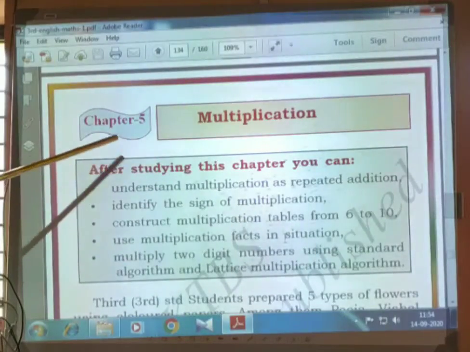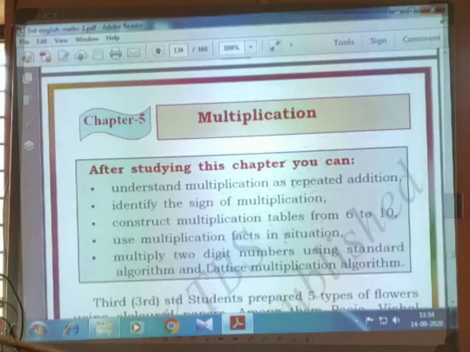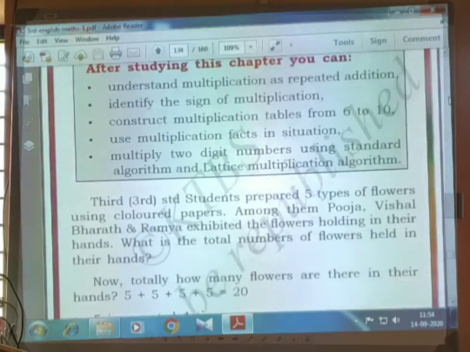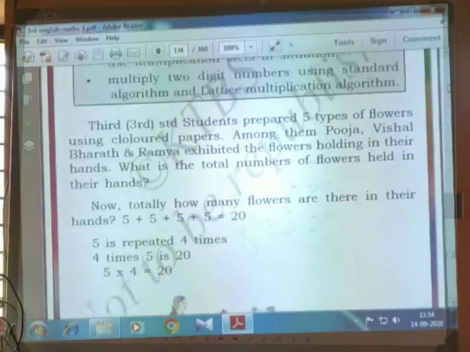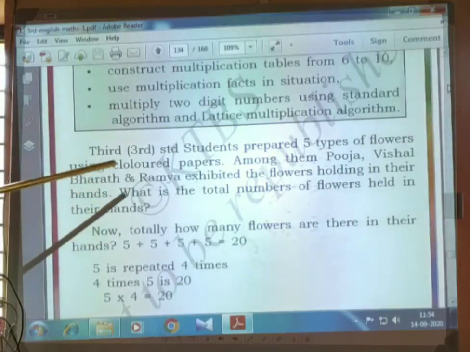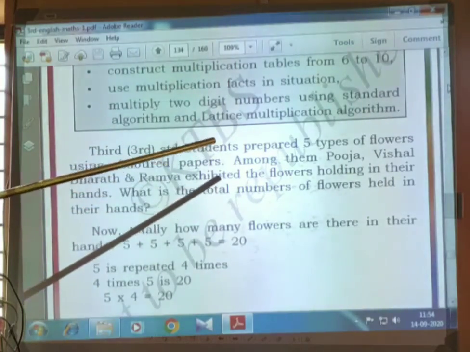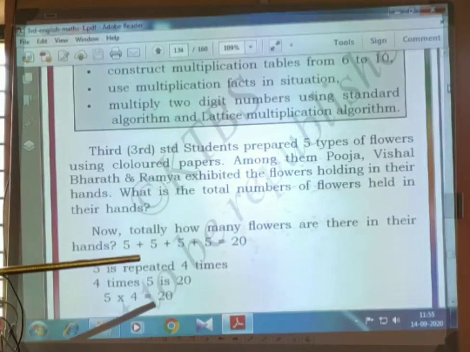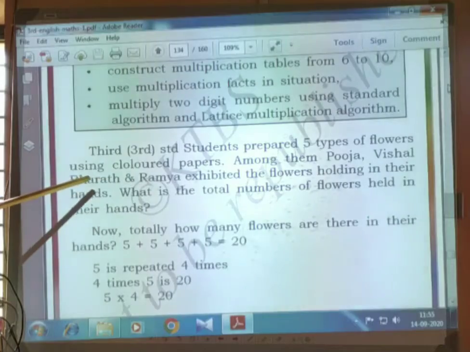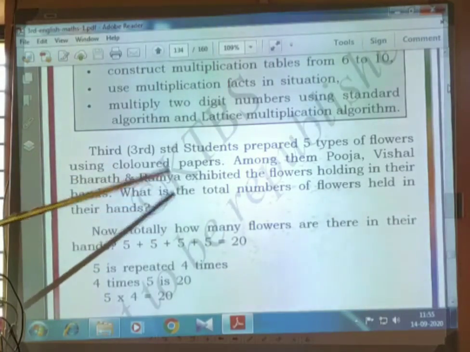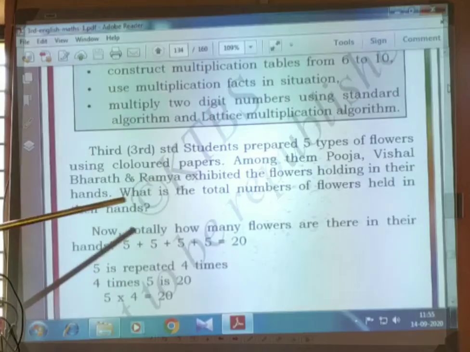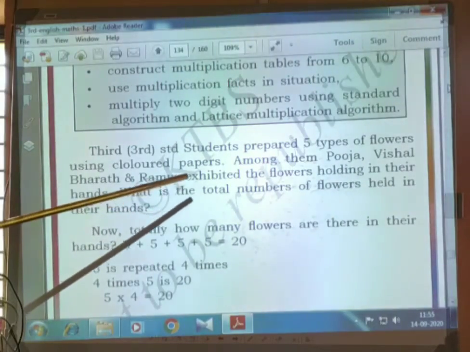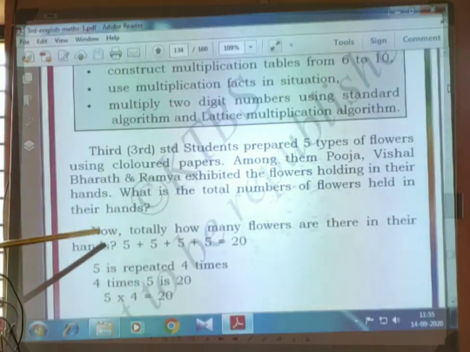Today we are going to learn chapter number 5, that is multiplication. Already in the previous class you learnt about multiplication. Here is a small activity. Third standard students prepared 5 types of flowers using colored papers. Among them Pooja, Vishala, Bharat and Ramya exhibited the flowers holding in their hands. What is the total number of flowers held in their hands?